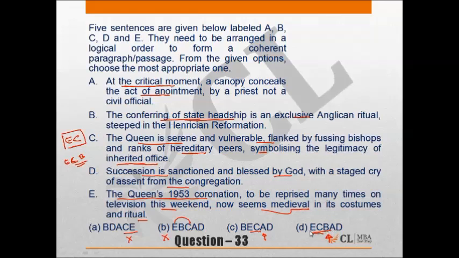But before I do that, finally, obviously I will read all of them, and I will read the statements together, ECBAD together. That makes sense. So the correct answer becomes choice D.